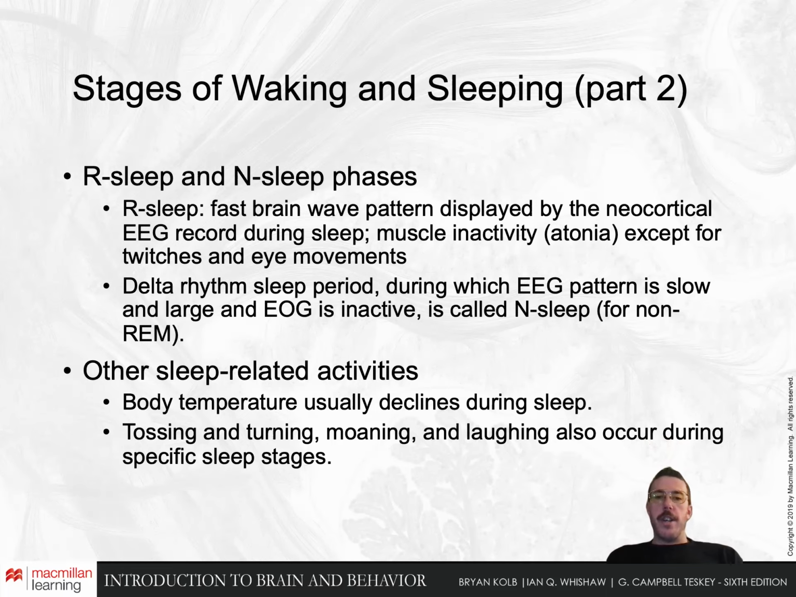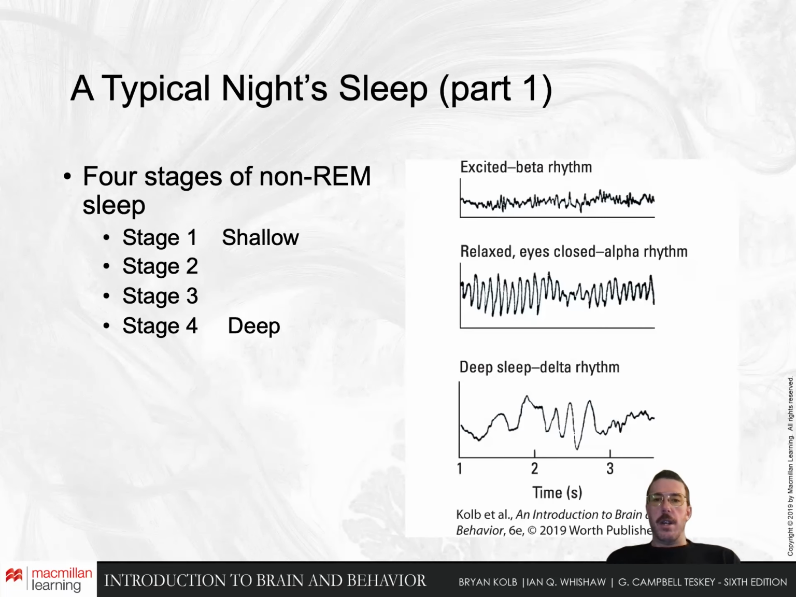Body temperature usually changes as we sleep and it declines throughout the night. And as we've experienced, tossing and turning and laughing and dreaming all occur more often in specific sleep stages. So here are these 4 stages of non-REM sleep, 1, 2, 3, and 4, going from shallow to deep. And here's an example of that excited awake beta rhythm turning to an alpha rhythm, much slower and higher amplitude, and then decreasing in speed and increasing in amplitude even more to this deep sleep delta.